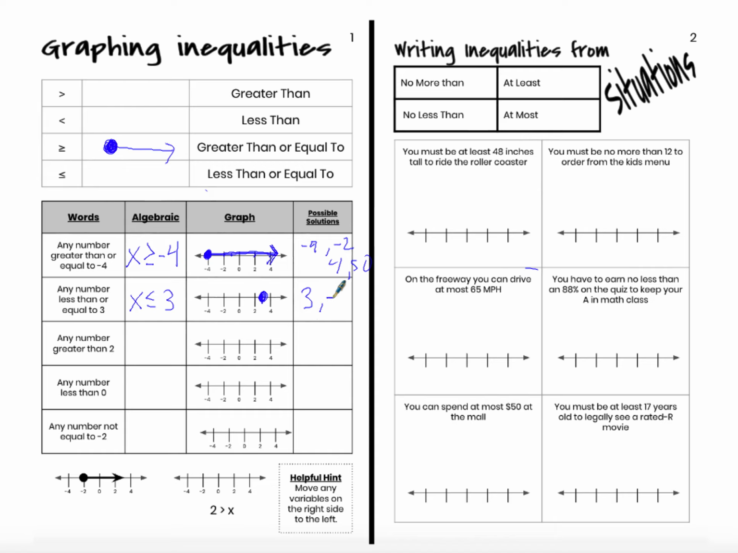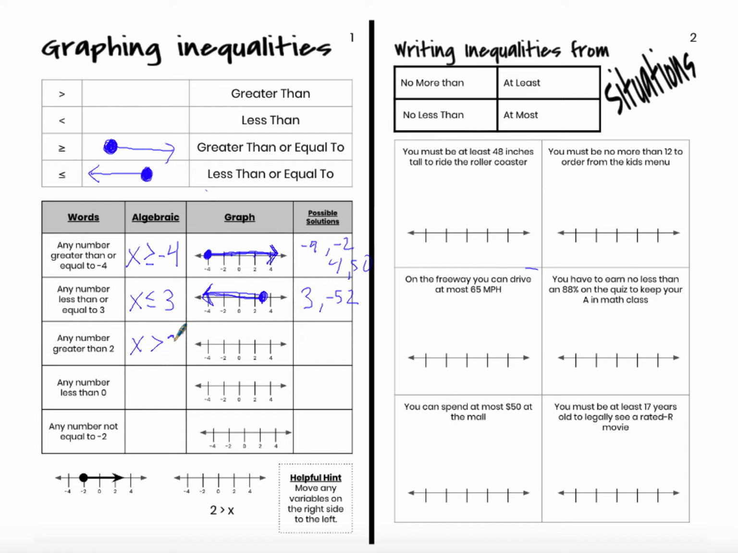So I'm going to just put -52. And again, this arrow pointing to the left shows me I can be any number, any possible number less than or equal to 3. In summary, less than or equal to, represented by a closed dot, a filled-in dot, and an arrow to the left, indicating smaller values.